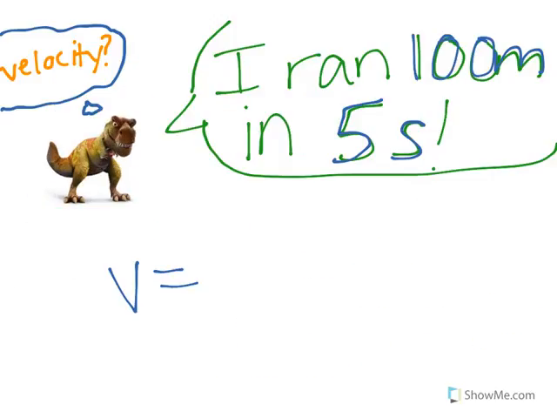Next, we run into a rather boastful T-Rex. He says that he ran 100 meters in 5 seconds. Let's calculate his velocity. Like any sensible runner, he's concerned about how quickly he was moving. Why don't you think about it for a minute?